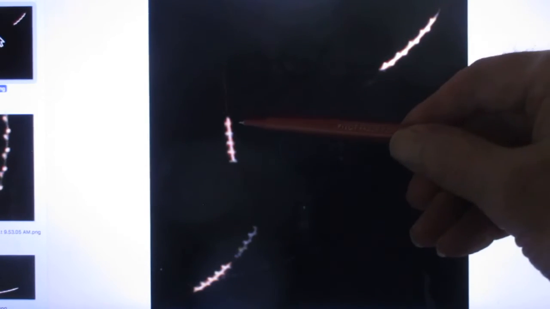If we count the number of bright flashes: 1, 2, 3, 4, 5. Again, 1, 2, 3, 4, 5. And again, 1, 2, 3, 4, 5. This is a faint one. 1, 2, 3, 4, 5. So we can hold on to the 5 flashes.